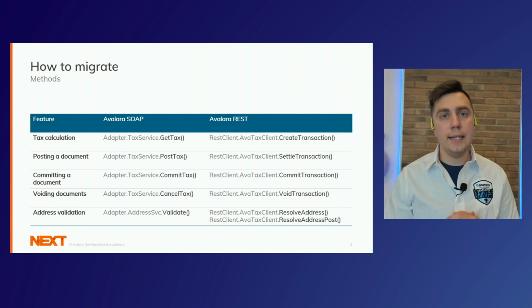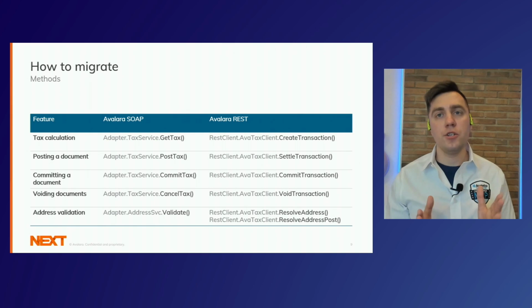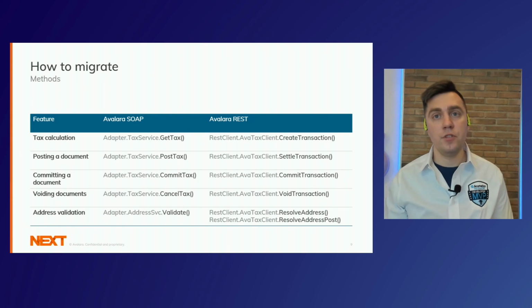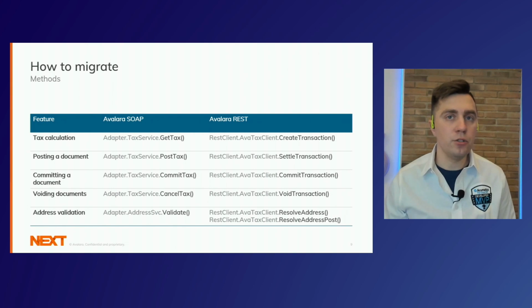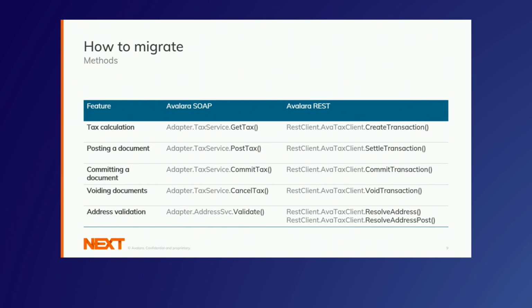As I told you, in Acumatica we use 5 features: tax calculation, posting documents, committing a document, voiding documents, and address validation. Here's a table with a comparison of methods by APIs. They are in different namespaces, have different names. REST methods have a transaction suffix at the end. They take different classes as input, but as you can see, it's not a big deal to understand what and how to use in REST compared with SOAP.